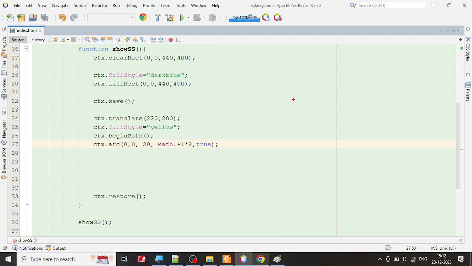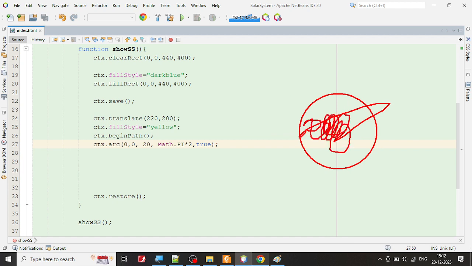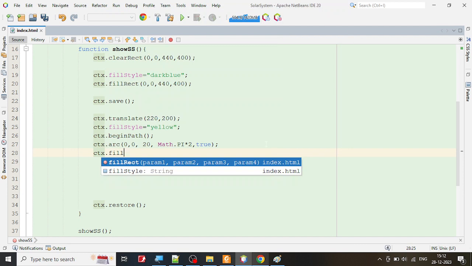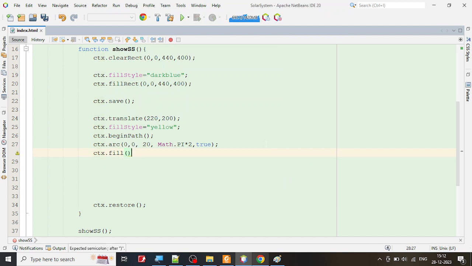In other words, you have drawn the line like this, but you have to fill it with the yellow color, is it not? When you fill it with the yellow color, you'll see that yellow color there. So how do I say that you fill it with the yellow color? ctx.fill. You say fill, and that's it. Let me save it and let's see the effect now.